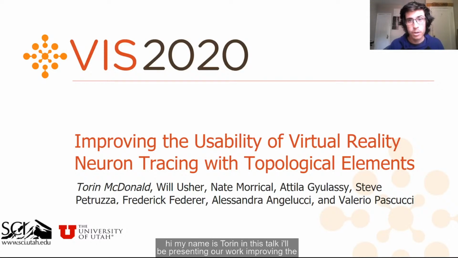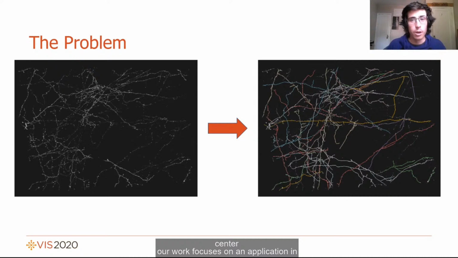Hi, my name is Torin. In this talk, I'll be presenting our work improving the usability of virtual reality neuron tracing with topological elements. This work was performed at the SCI Institute at the University of Utah in conjunction with the Angelucci Lab at the University of Utah's Moran Eye Center. Our work focuses on an application in the neuroscience domain of connectomics, where researchers are working to reconstruct a map of the neural connections in the brain.